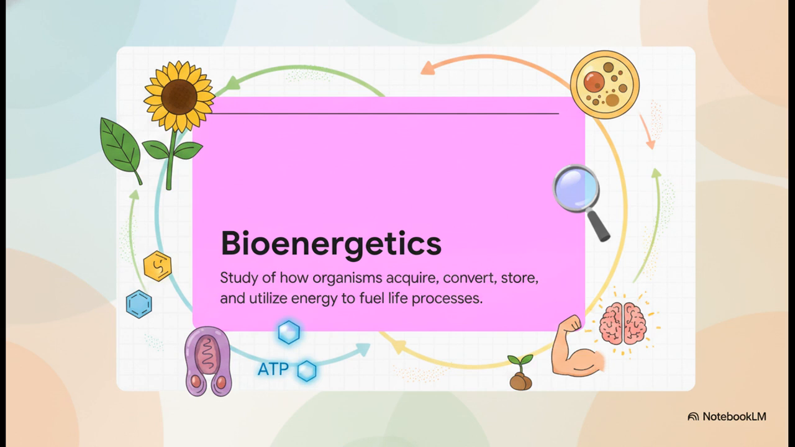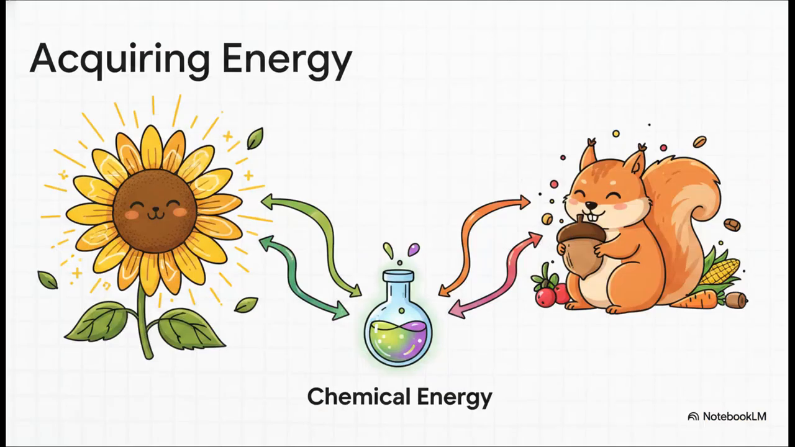जिंदा रहने के लिए organisms energy को हासिल कैसे करते हैं, उसे convert कैसे करते हैं, और फिर अपने life processes को fuel करने के लिए use कैसे करते हैं, इस पूरी scientific study को हम bioenergetics कहते हैं. So, acquiring energy from the surroundings, how does that actually happen in real life? Well, plants capture sunlight through photosynthesis. Basically, they act like giant biological solar panels.